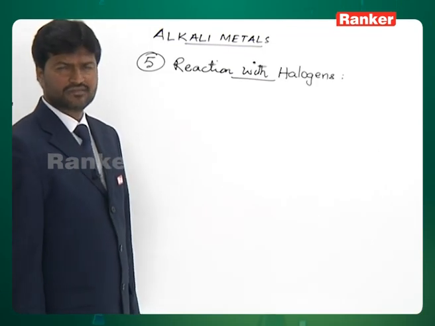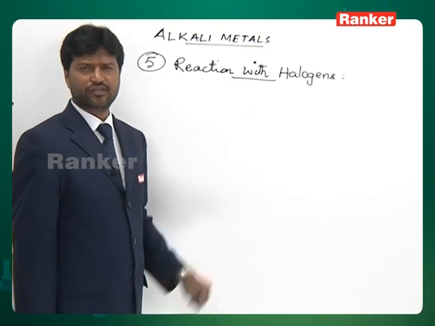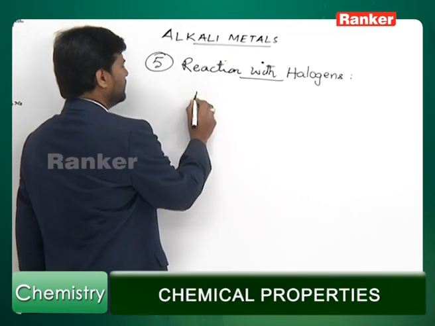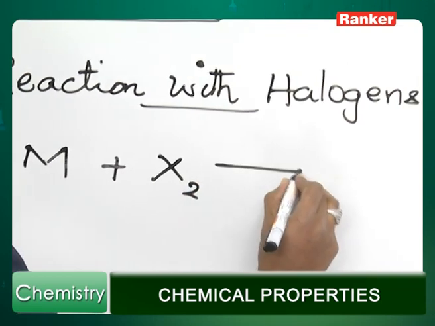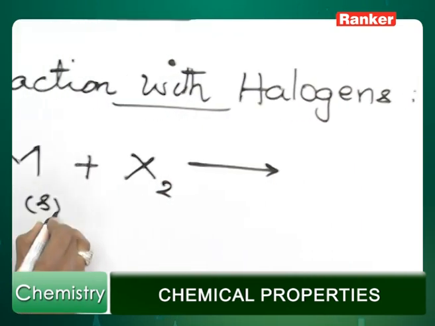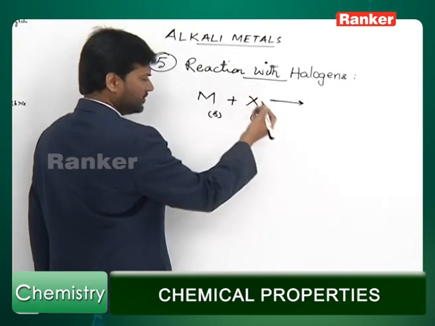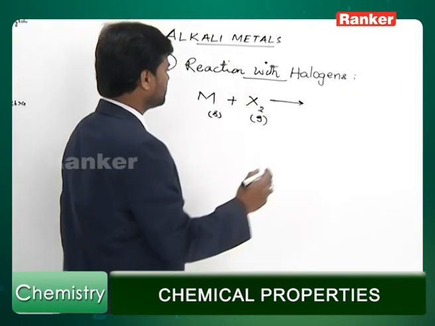Let us learn reaction of alkali metals with halogens. This is a generalized equation. Alkali metal reacts with halogen. This is a solid. Halogens are generally, we use them in the form of gas.